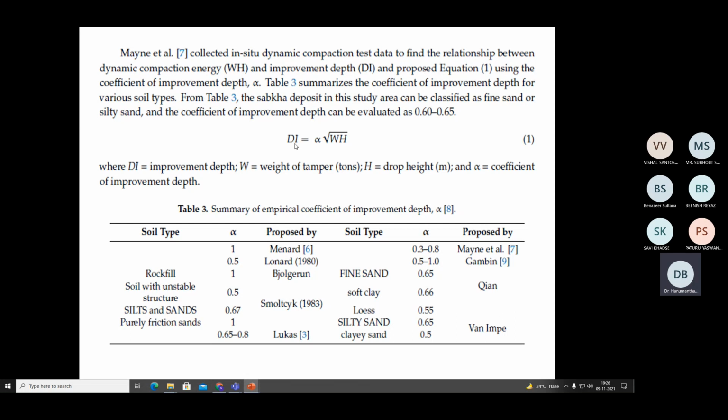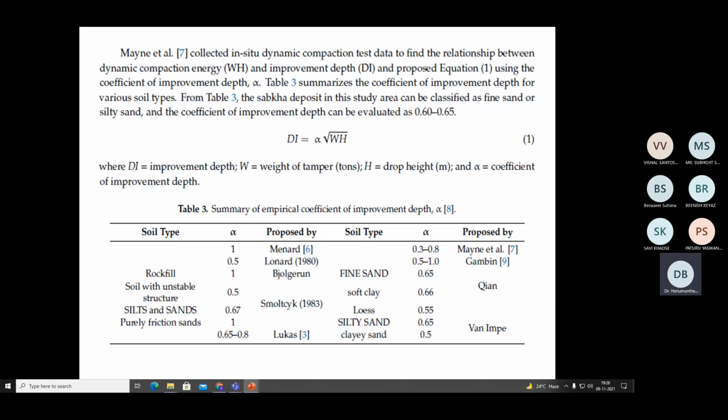So when you are dealing with one particular soil type, for example, in this table, if you look at rock fill, the value of alpha is 1. That means the majority of the energy simply gets transferred to the soil mass or the rock fill. For soils with unstable structure, it is 0.5. That means only 50% of the energy gets transmitted to the soil, and the remaining 50% is dissipated or dampened, because the soil type is able to absorb such an amount of energy.